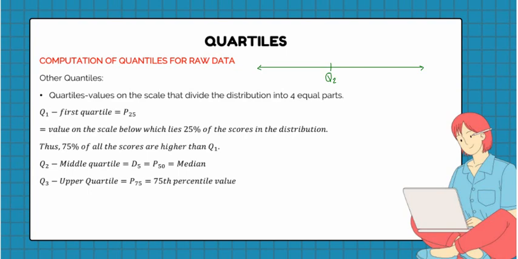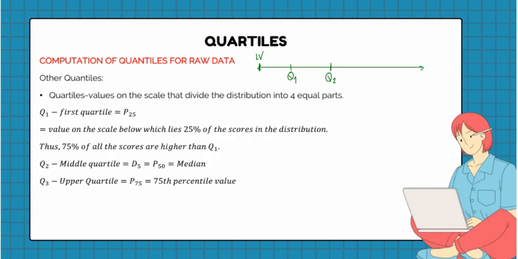Q sub 2 is the middle quartile, just equal to your median. Then, from the lowest value, which is practically our lowest if you arrange it from lowest to highest, to our median, which is Q sub 2, we are going to find the median there. That median is going to be called our quartile 1, or our first quartile.